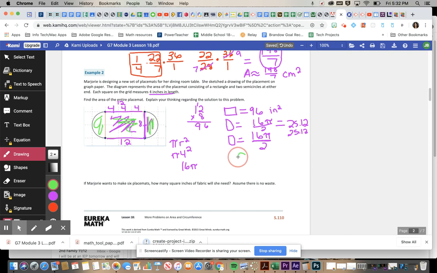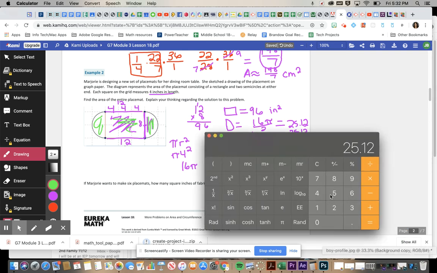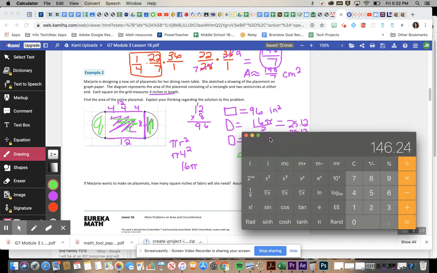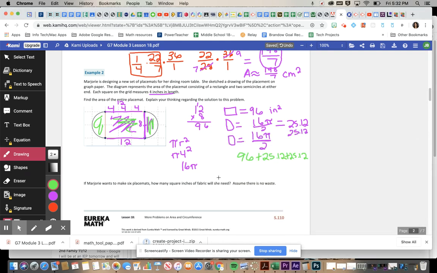So I have 96 plus 25.12 plus 25.12, which gives me 146.24. 146 and 24 hundredths inches squared would be the area of one of those placemats.